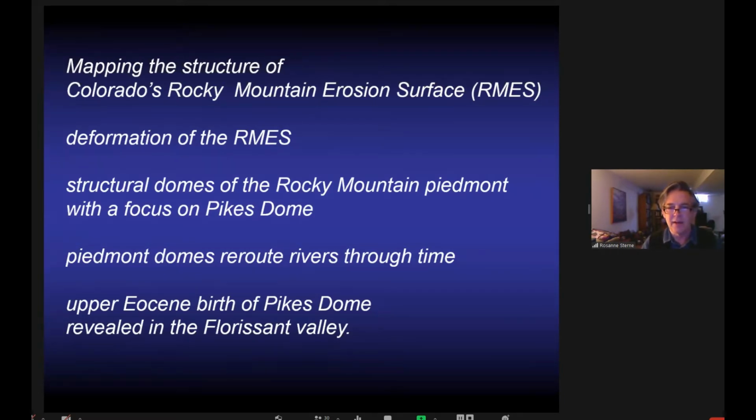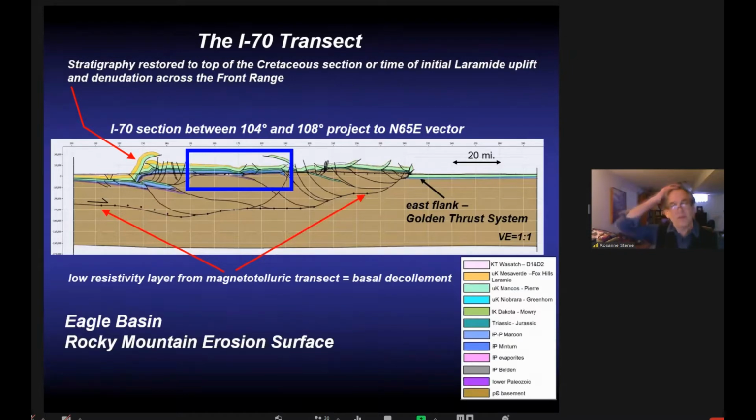And time becomes an issue. When did all this take place? So we're going to take a side trip over to the Florissant Valley, and I'm going to tell you that there's very good evidence there that Pikes Dome began growing in the Upper Eocene, which is different than what a lot of other people think. A lot of people think it may have started in the Miocene, so a 20 million year difference.